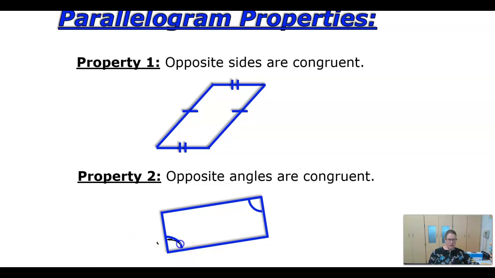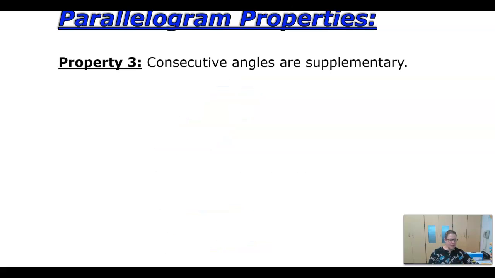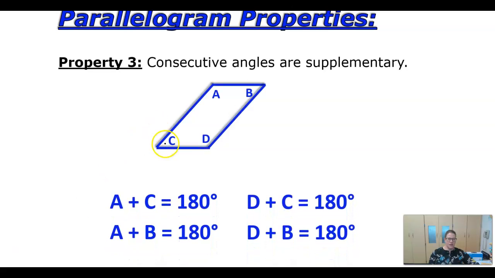So if the angles are the ones that are kind of kitty corner from one another, they are going to be the same measure. Likewise, this angle and this angle are going to be congruent. And then consecutive angles are supplementary. So consecutive angles are right next to each other on a line. So like C and D are supplementary. And if I add those together, I should get 180. Same thing for D and B, A and B, C and A. Okay, any two that are next to each other will be supplementary.